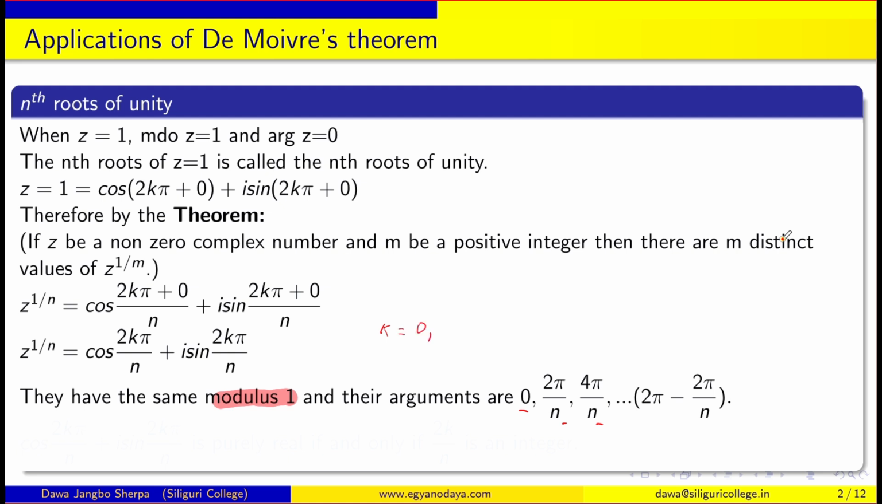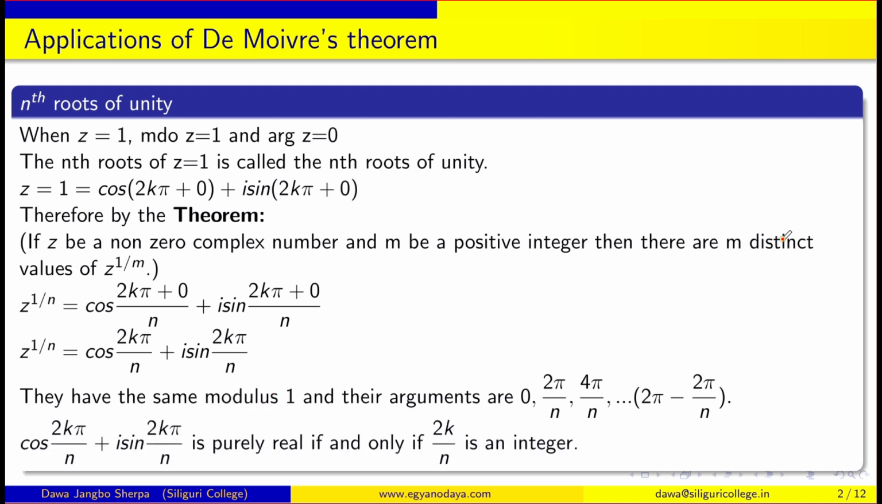When k is equal to 0, the argument will be 0. When k is equal to 1, the argument will be 2π by n. Similarly, if you put k equal to 2, the argument will be 4π by n. And when you put k equal to n minus 1, the argument will be 2π minus 2π by n.